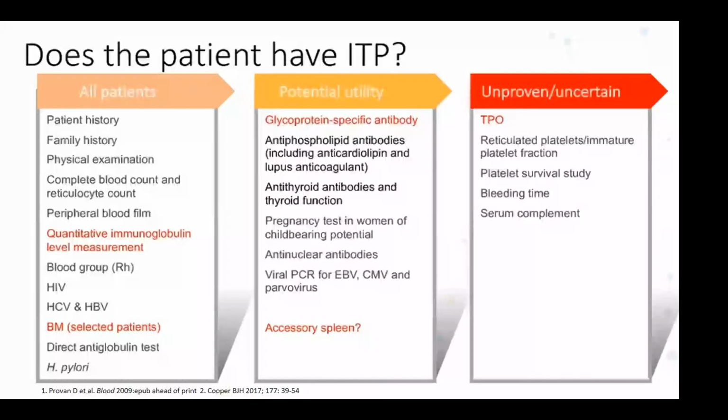If the patient has symptoms, you should do antithyroid antibody and thyroid function tests, pregnancy test in women of childbearing age, ANA, Epstein-Barr virus, CMV, and parvovirus. Also, you should exclude an accessory spleen, especially in patients in whom splenectomy is part of the management plan. Tests of unproven or uncertain value in the diagnosis of ITP are thrombopoietin level, reticulated platelet count, platelet survival study, bleeding time, and serum complement. All these tests are unproven.